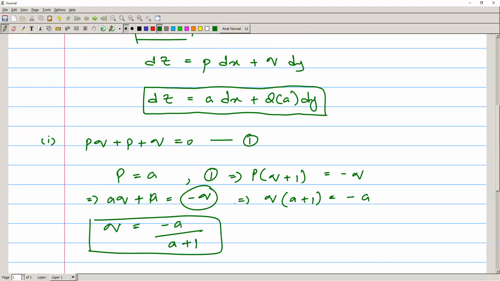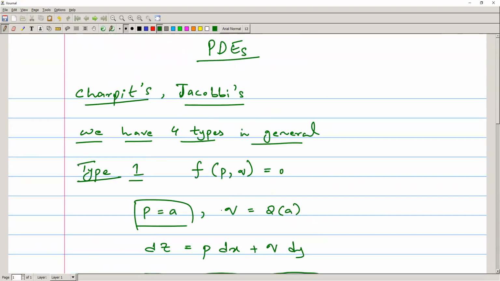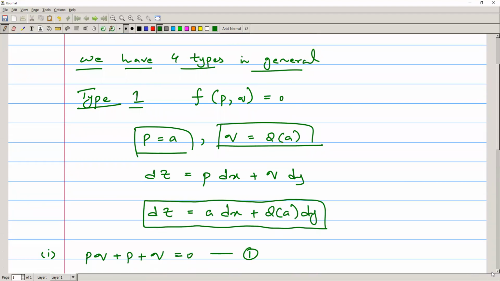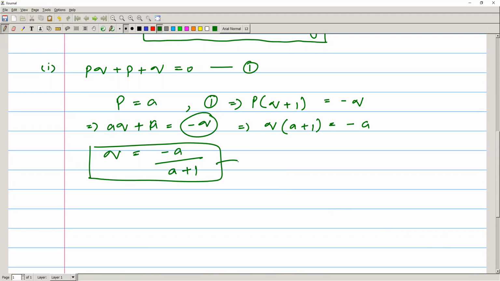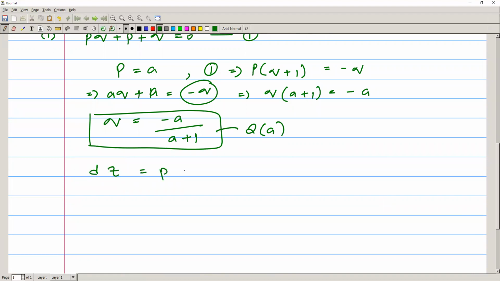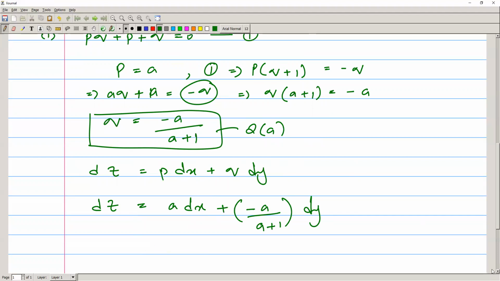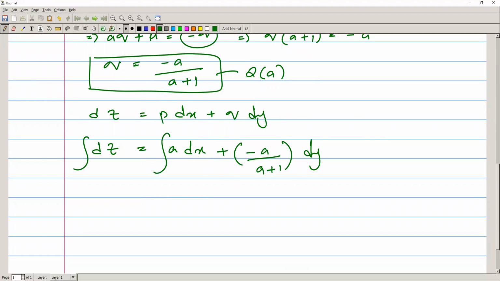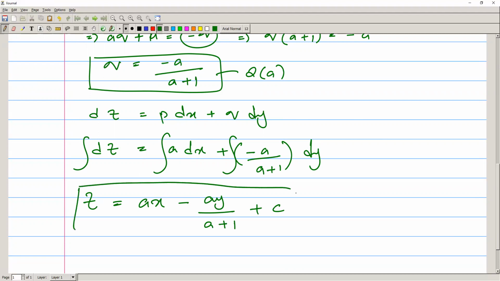So this is Q, and what we said above, that Q will be equal to some function of A, we can see that Q is equal to some function of A. So now we can solve it directly. dz is equal to p dx plus Q dy. So now we can substitute A in place of P, and plus negative A over A plus one times dy. Now these are separable equations, and we can integrate them directly. So we're left with z is equal to ax minus ay divided by a plus 1 plus c. And this is the final answer.